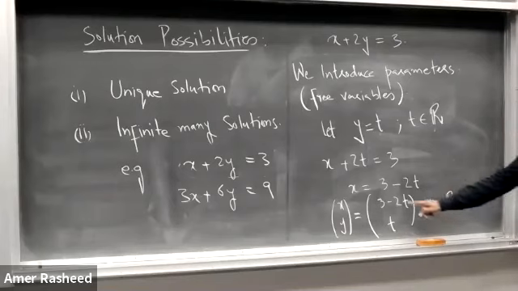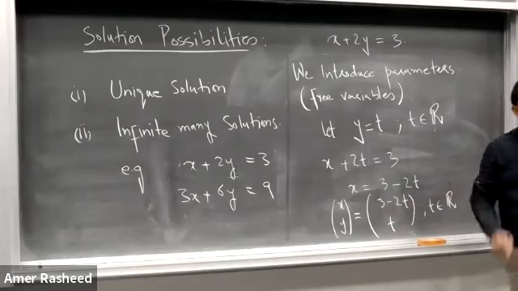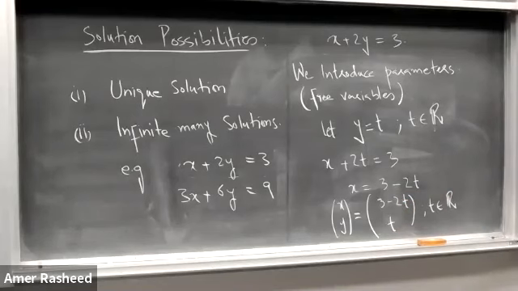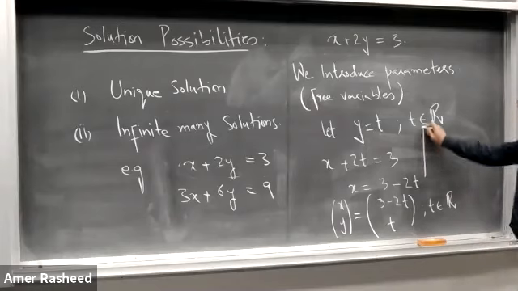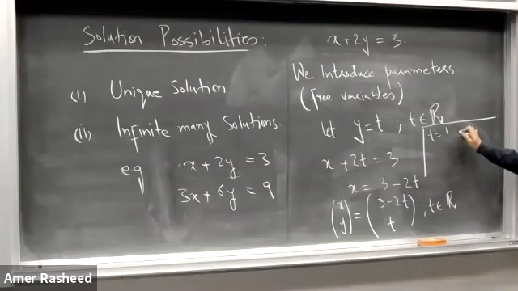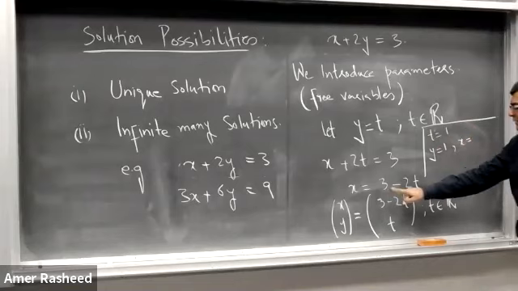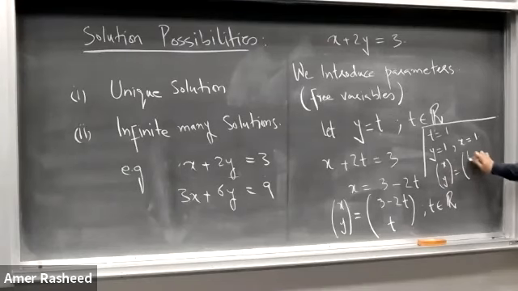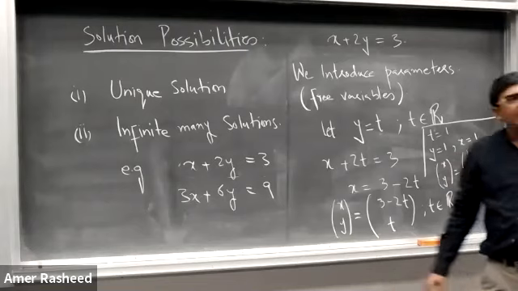So now you can see how many solutions there are. If we choose a particular value of t, say t is equal to 1, then what would be the value of y? The value of y is 1, and what would be the value of x? It will be 3 minus 2 times 1. So your solution is (x, y) = (1, 1), for a particular value of t.